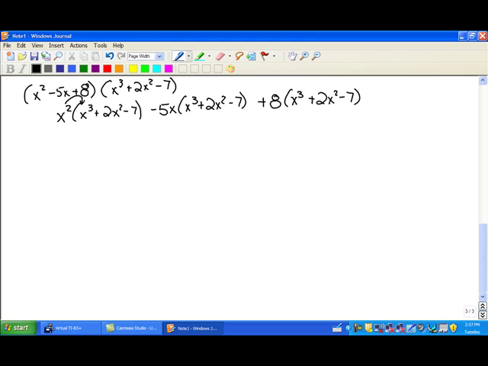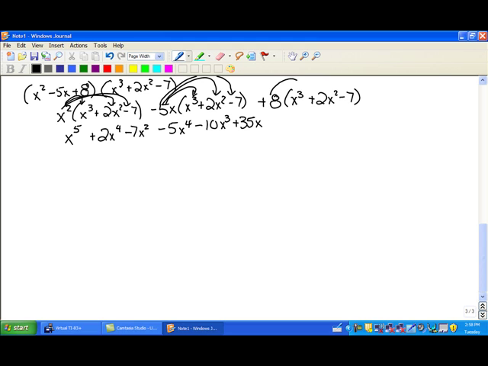X squared times x to the third. Remember to add the exponents, will be x to the fifth. X squared times a positive 2x squared is going to give me a positive 2x to the fourth. X squared times a negative 7 will give me negative 7x squared. Moving to the second distributive property, negative 5x times x to the third is negative 5x to the fourth. Negative 5x times 2x squared is going to be a negative 10x to the third. Negative 5x times negative 7 is going to give me a positive 35x.